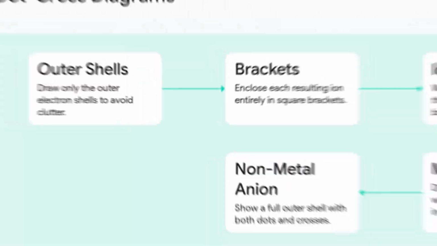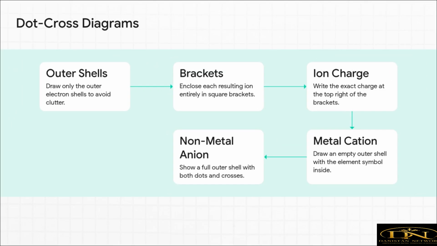To actually visualize this invisible subatomic swap, we use dot and cross diagrams. And listen up, because for your exams, you absolutely must follow these strict rules. First, draw only the outer electron shells.